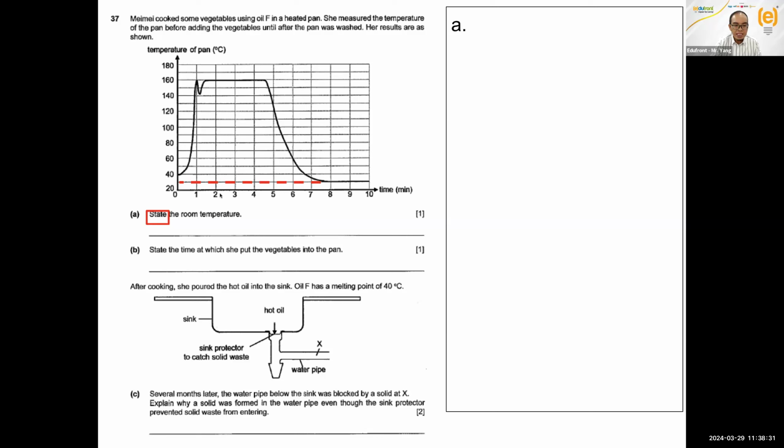First question, state the room temperature. Now, can you guys type in the group chat? What do you think is the room temperature in this graph, based on your understanding of this graph? Can you guys type in the group chat? What do you think is the room temperature?